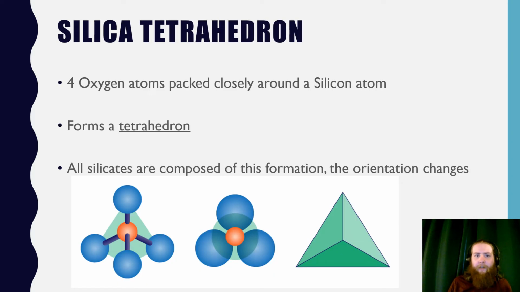All silicates have the silica tetrahedron. This is 4 oxygen atoms packed around a silicon atom in the middle. This shape is a tetrahedron. And all silicates are composed of this formation. The thing that makes silicates different from one another is their orientation changes.